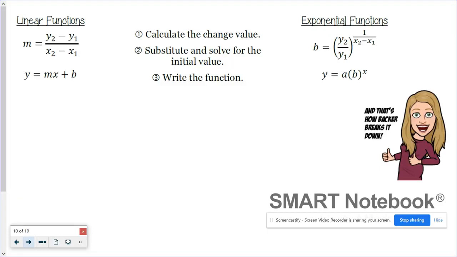So that's how we find linear and exponential functions when we're working with 2 points. Step 1, calculate the change value. Step 2, substitute and solve for the initial value. And step 3, write the function.